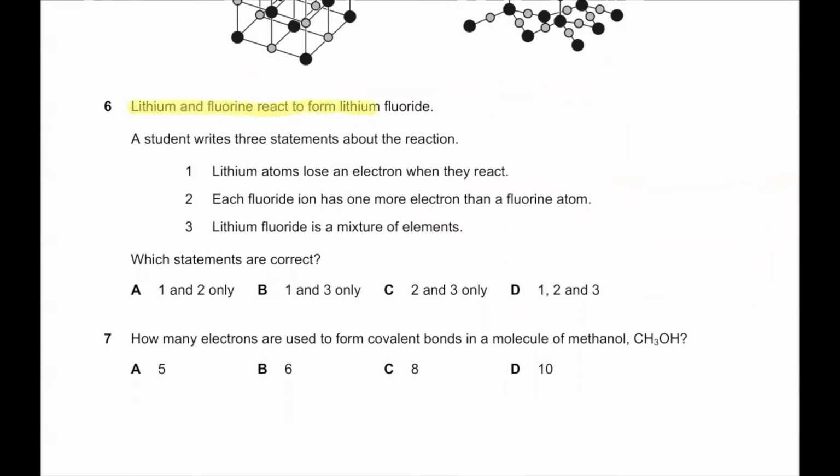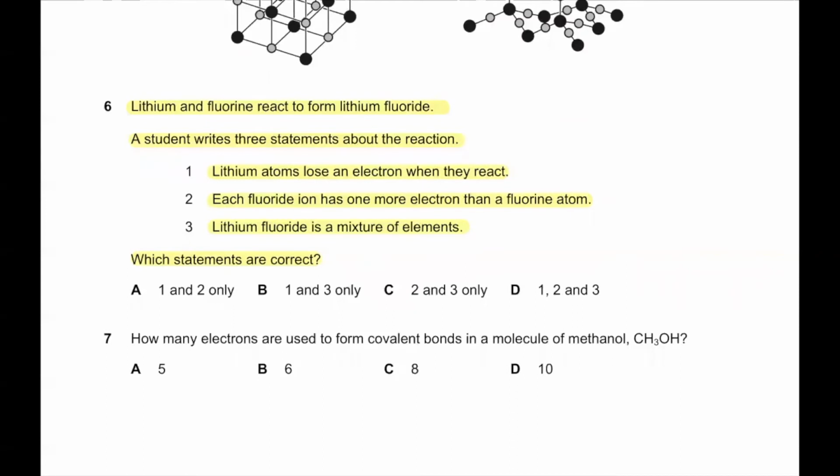Lithium and fluorine react to form lithium fluoride. A student writes these 3 statements about the reaction. Lithium atoms lose an electron when they react. Each fluoride ion has 1 or more electron than a fluorine atom. Lithium fluoride is a mixture of elements. Which statements are correct? So let's check the statements.